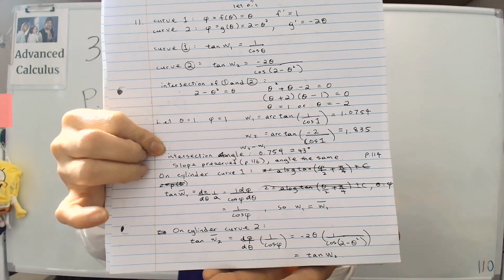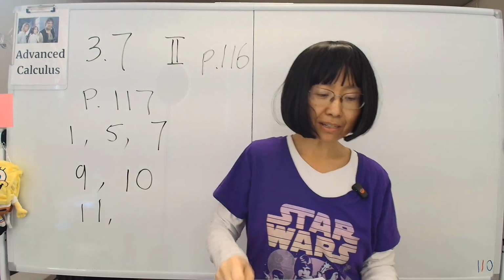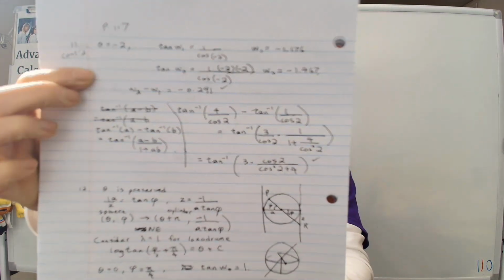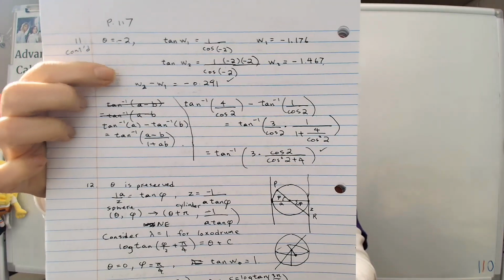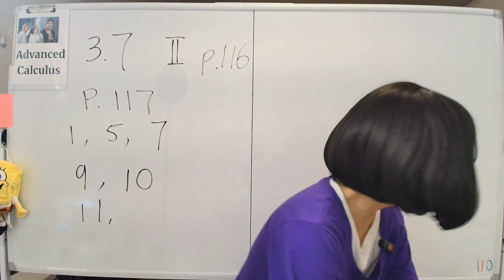Okay, and then after that, I calculate the second angle the same way, right? We crank out the tangents and then do the difference of the angle, and it is correct. Now at this point, let's look at the answer at the back of the book.